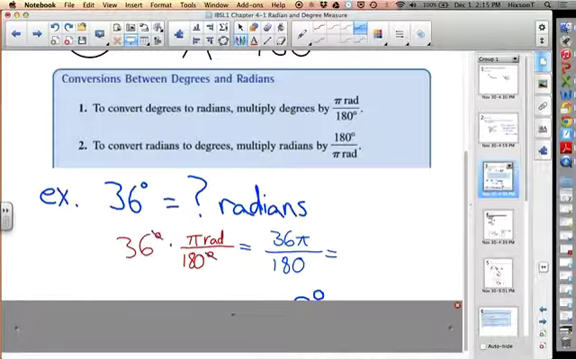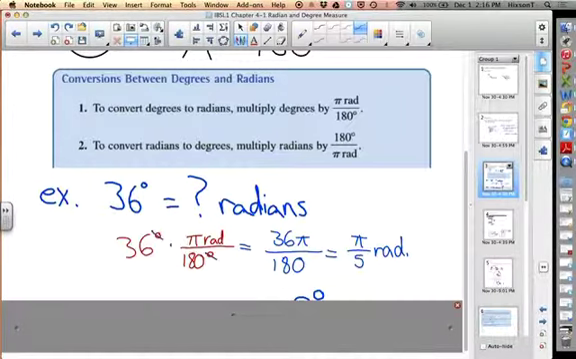And then, when you're converting to radians, always give your answer in terms of pi. So we're simply going to reduce 36 over 180. That's 1/5, so we would do pi over 5 radians.